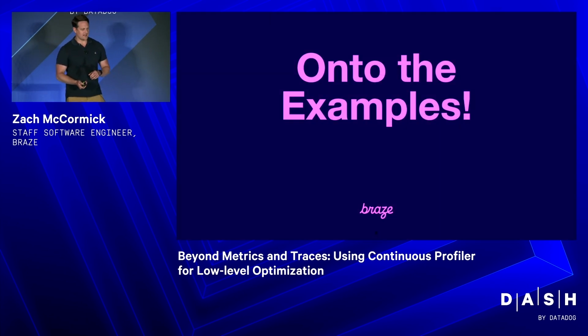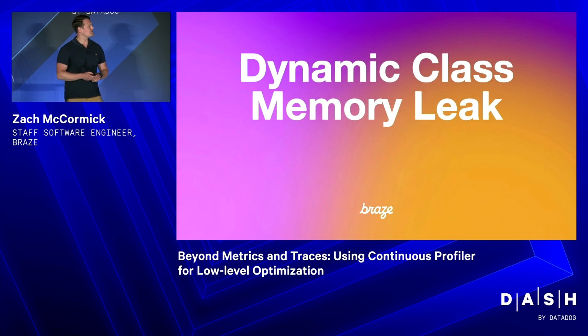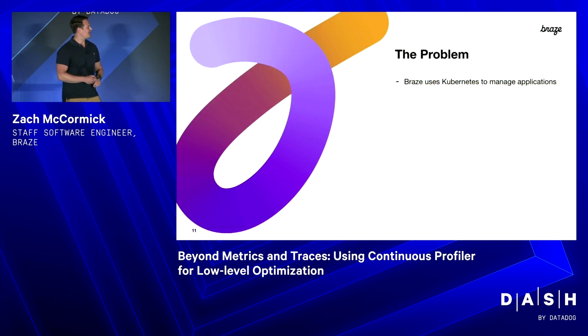And onto the examples. So I said first we'd talk about these dynamic class memory leaks. This is a problem where that nice logarithmic curve I described was not actually quite so logarithmic. It was actually, in fact, much more linear than logarithmic, which you can imagine causes all kinds of problems.